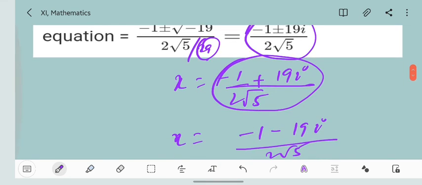So that is all from today's class. You can solve more problems on quadratic equations. And for any problem, you can ask in the virtual classroom.